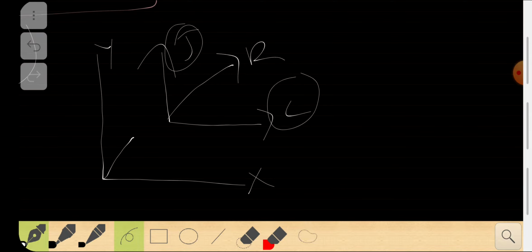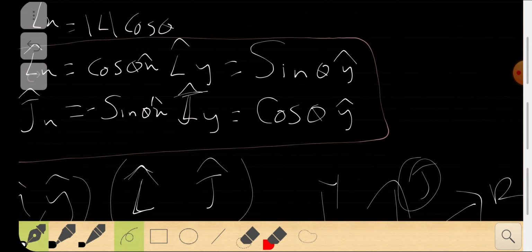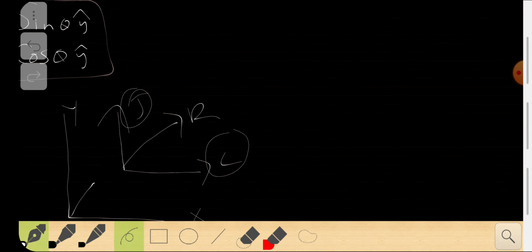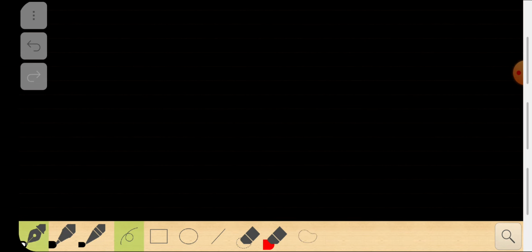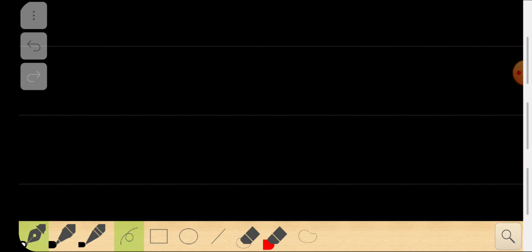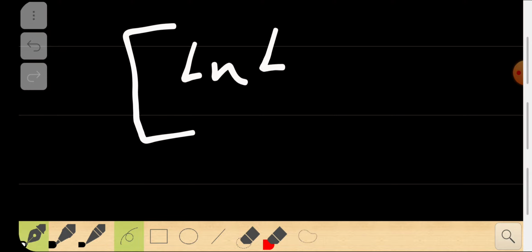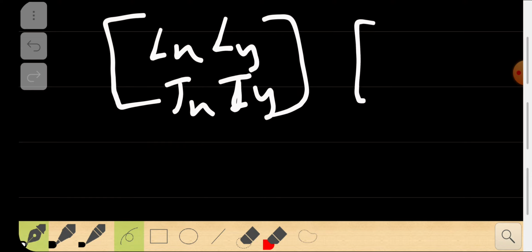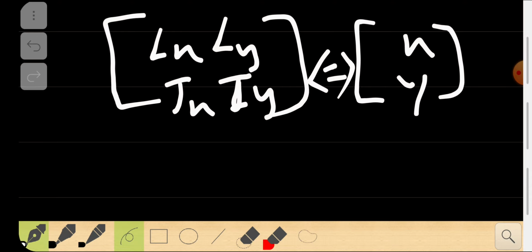So for that you can use this equation. All you have to do is substitute the values of Lx and Ly. So basically you can write this down in terms of a matrix, right? You can write this down in matrix form of Lx, Ly and Jy. So the x and y coordinate system has become that. Okay, so that's how you transform a system.